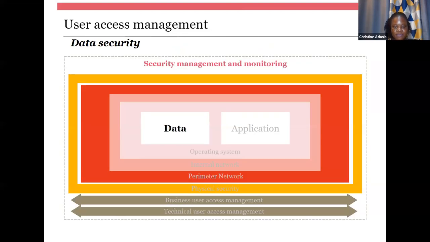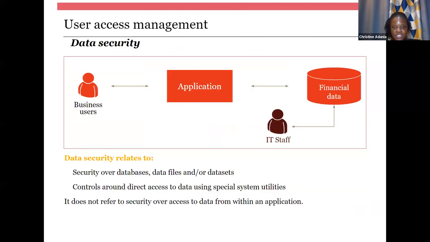If we move on to data security, we have the database. Business users can access the system through the application. The database staff have access to the database, which hosts the financial data. And so their risk increases because they can make direct changes. They don't have to go through a login here. They can make direct changes to the financial data. And this data may be significant.